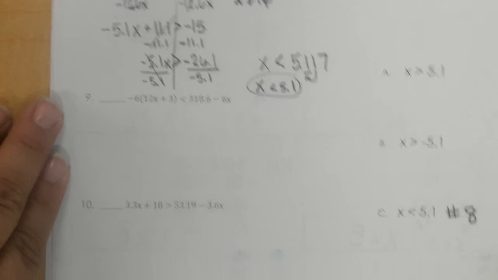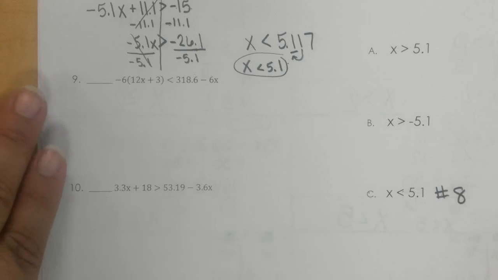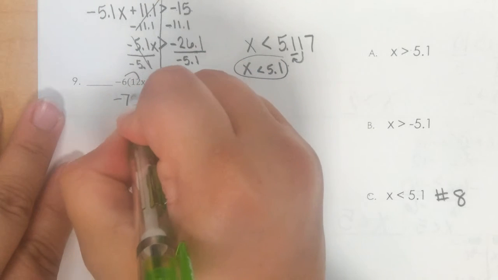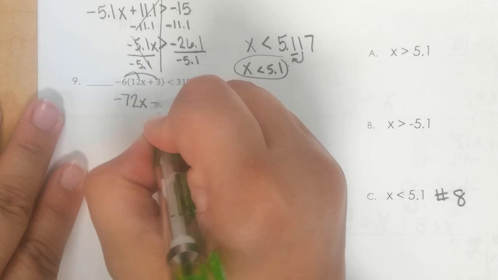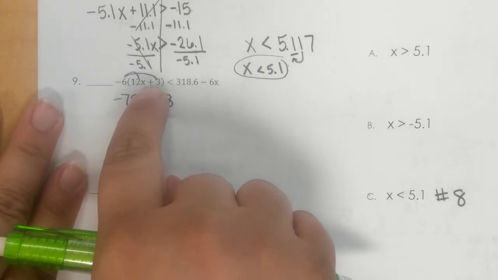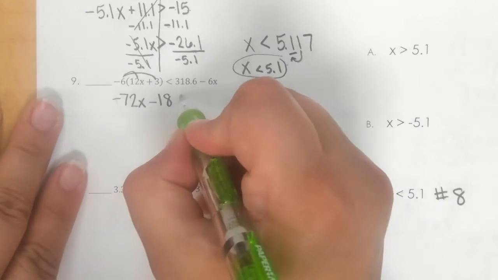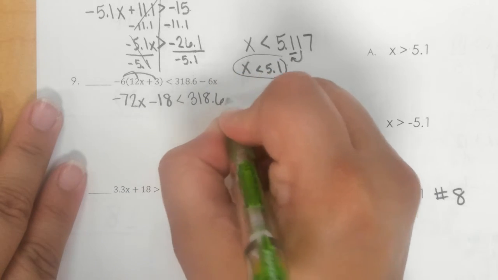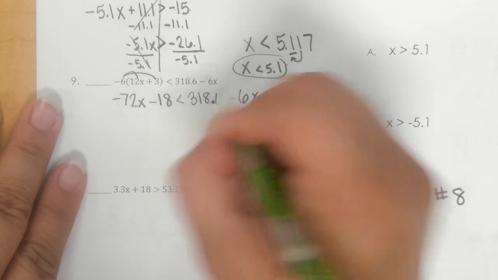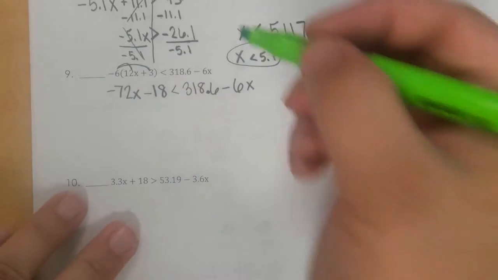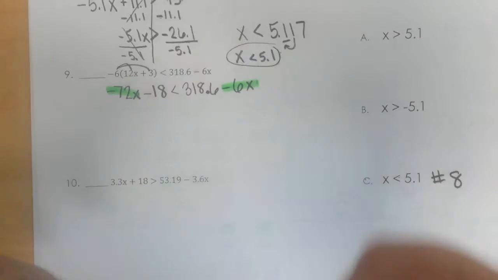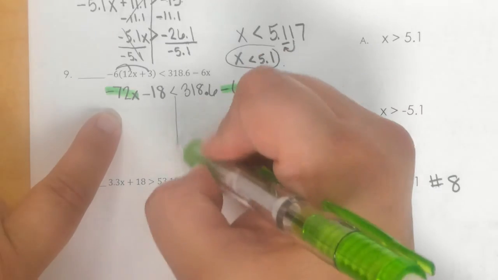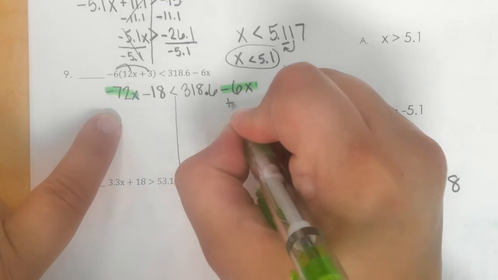Okay, number 9, I'm going to use distributive property. So I multiply, we get negative 72x and negative 18. Watch the positive times the negative, okay? And then I'm going to bring down the rest. So 318.6 minus 6x. Alright, so now as I'm looking to see where I start solving this, I see that I have two x's on different sides of the inequality. So I'm going to add that 6 over.